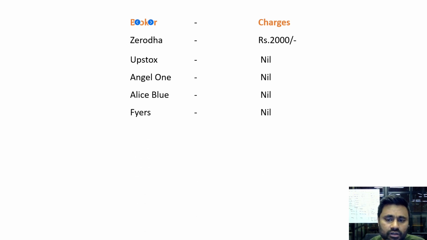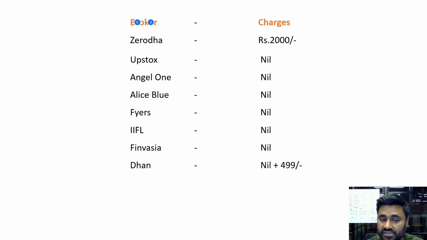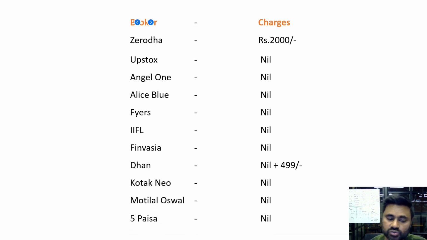But let's move on. Fyers also has nil charges. IIFL, Finvasia, and then Alice Blue has again free execution APIs, but if you want the data, then you have to pay 499 rupees. Okay, and then Kotak Neo free, Motilal Oswal, and 5paisa. So most of the brokers in India are now providing APIs for free, but there are one or two brokers like Zerodha who charge. And also we need to understand that these are just top brokers of India. We have not listed every broker because there are so many other brokers also.